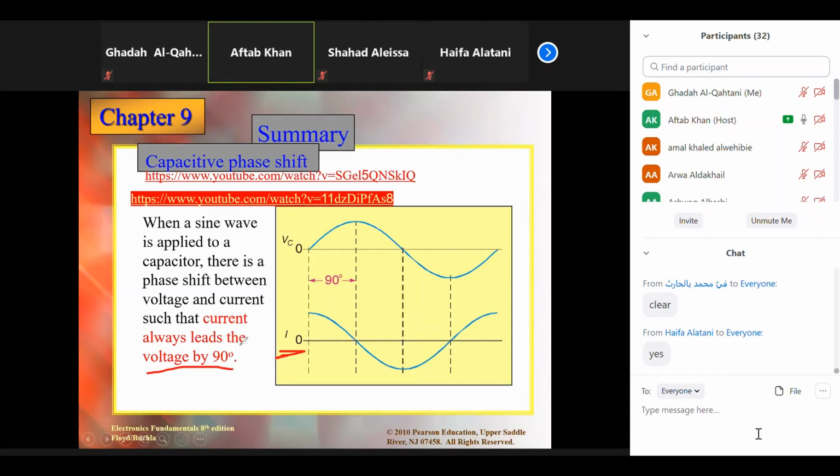So once one thing is clear to you, that current always leads the voltage by 90, the concept has to be clear. I can also ask in the reverse order. And the same concept you are learning for capacitors is going to be opposite for the inductor, which is going to be the next chapter, inshallah. So just understand first, then we'll see what is next.